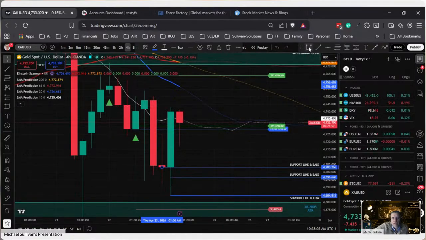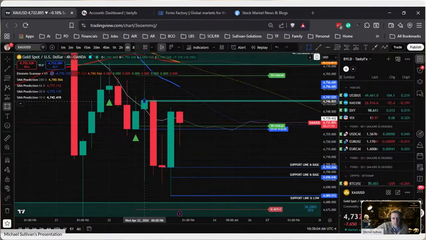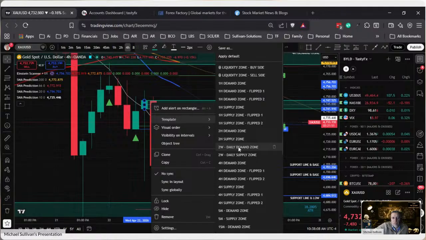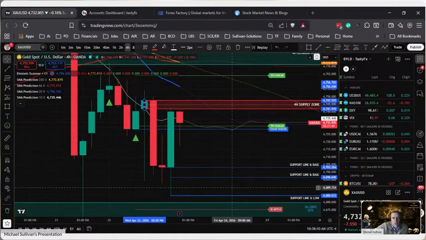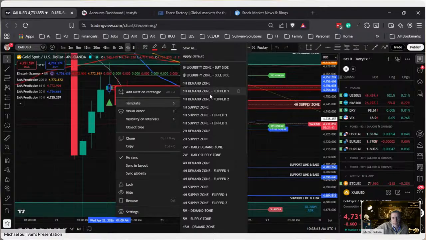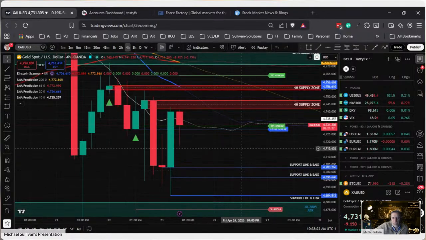This is definitely a supply zone right here. Right click, template, 4 hour supply zone. Another one right here. And this is, again, one of those things that once this comes out built into Einstein, it's just going to save so much time. I can't wait.